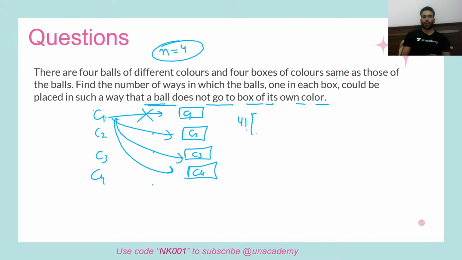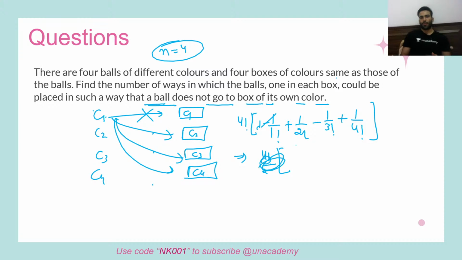So 4 factorial into what? 1 minus 1 upon 1 factorial plus 1 upon 2 factorial, minus 1 upon 3 factorial plus 1 upon 4 factorial. That's it. Till here, because we can't go beyond this. You have to write it till n factorial. So this is 1 minus 1, this will cancel out. So finally we'll have 4 factorial multiplied to 2 factorial, so 24. This is 12. This is 4 plus 1.